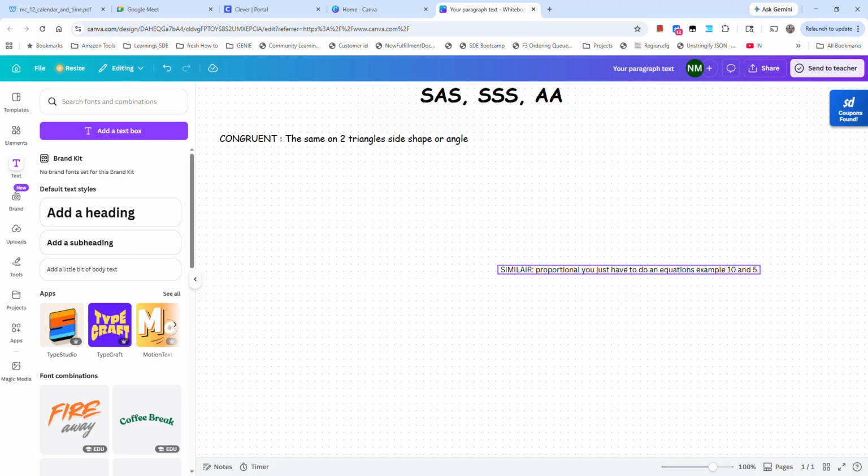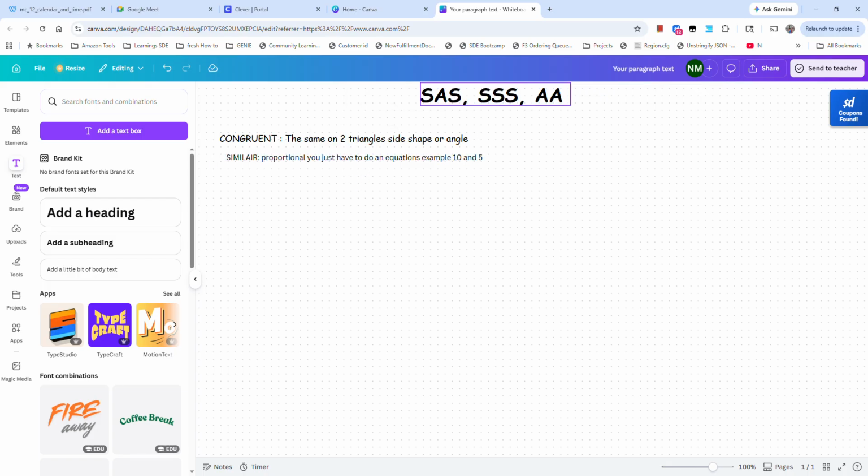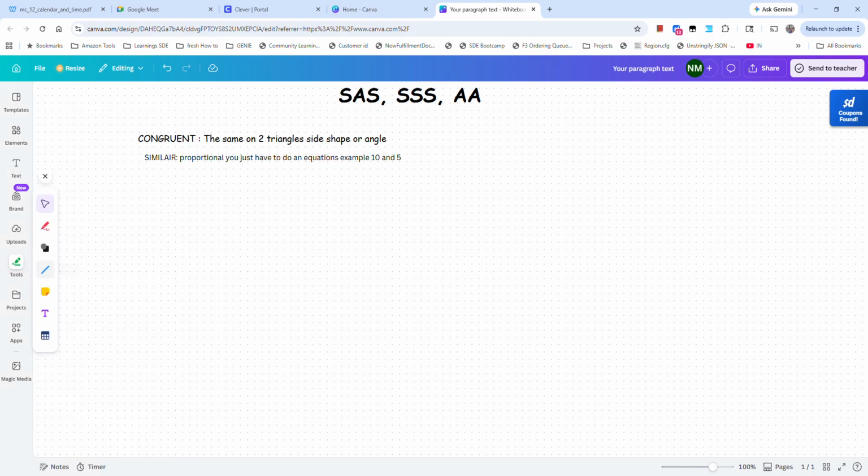So now let's get started on the equations: SAS, SSS, and AA. We're gonna first look at SAS. I know it sounds weird, but SAS stands for side angle side.